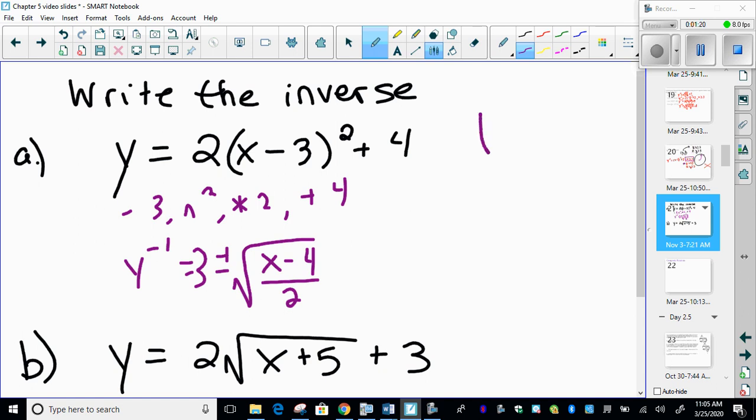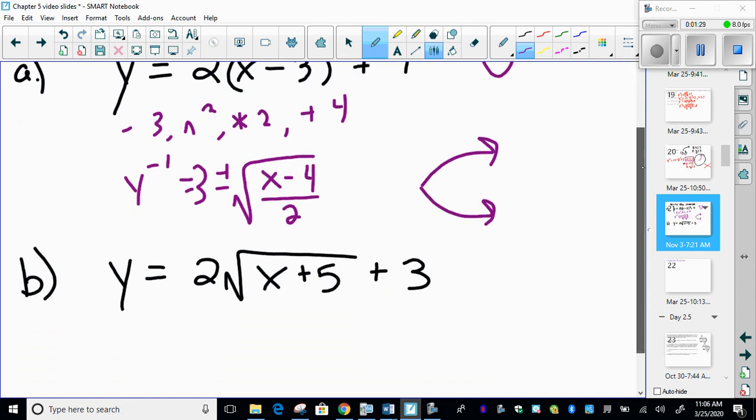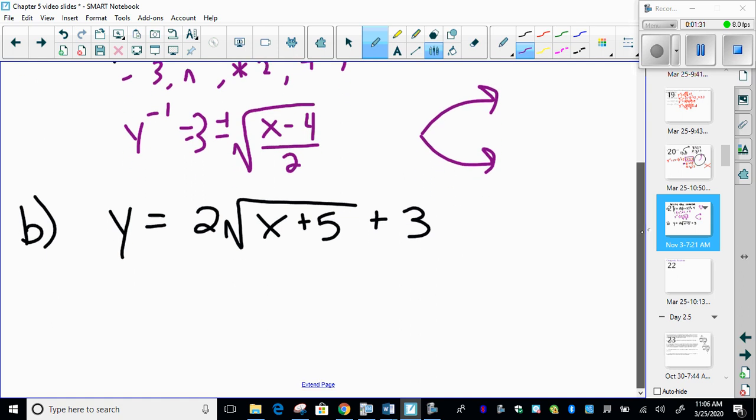So this one started out as a parabola. If I only did the positive one, I'd only get the halfway sideways parabola. So now with the negative, I get the bottom of the sideways parabola. And again, you can always check that in your calculator if it was on a calculator assessment.